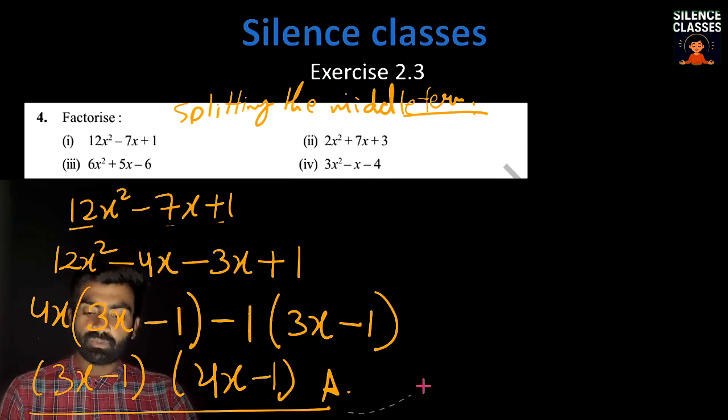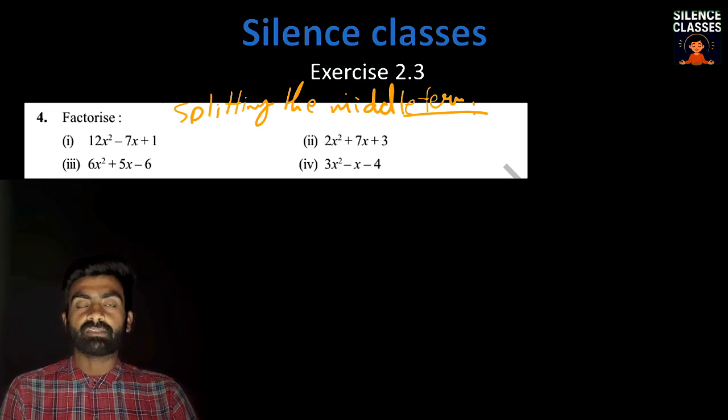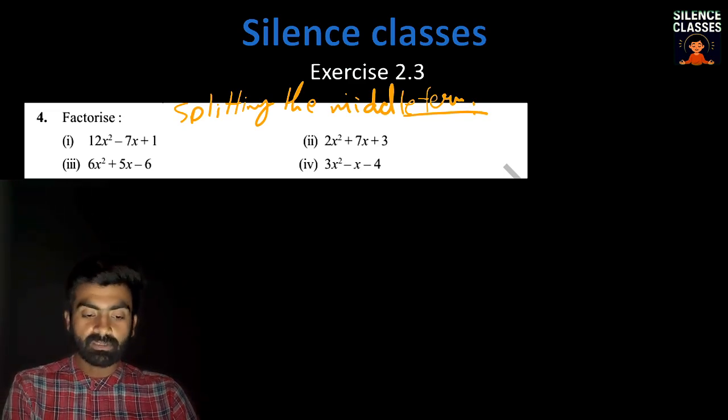In this particular way, you have to do the question. First of all, you have to multiply the first and the last term, then you have to take the prime factorization of that term, so you will get the numbers. Now let's move to the second part.